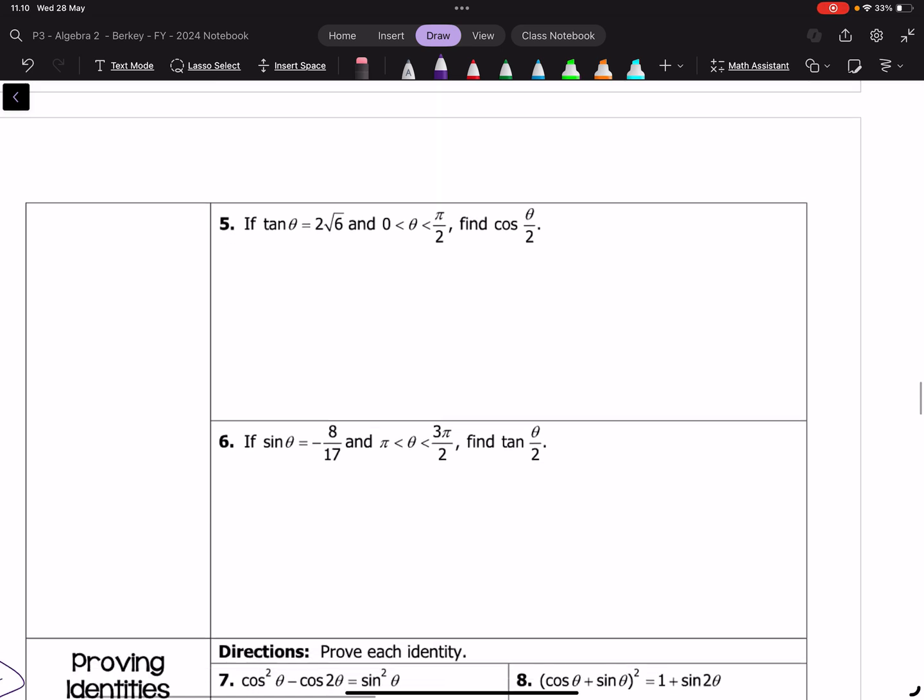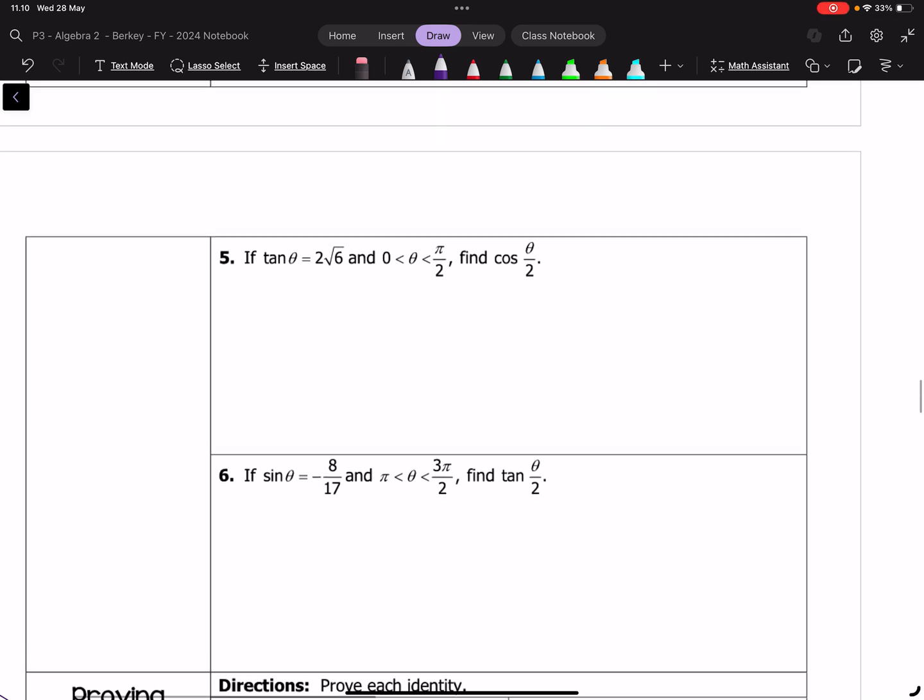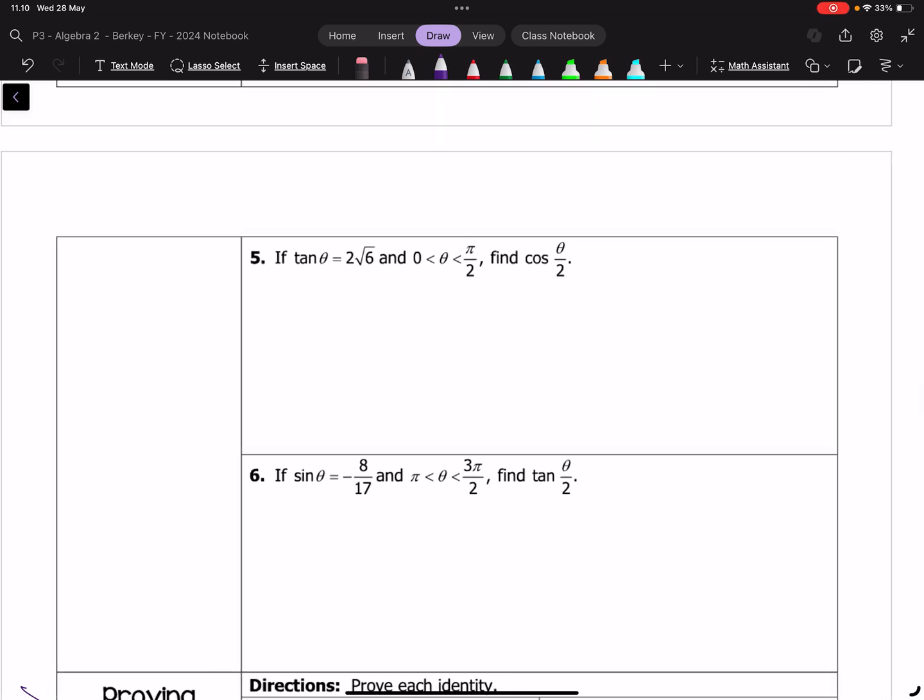Let's skip number 4. Let's go to number 5. Number 5 is pretty fun because, well, let's read it. If tangent of theta is equal to 2 root 6, and theta is between 0 and pi over 2, find cosine theta over 2. So again, you have to identify this is a half angle. So we should be thinking, you know, half angle. Well, what is the half angle identity? It's this, plus or minus square root of 1 plus cosine theta over 2.